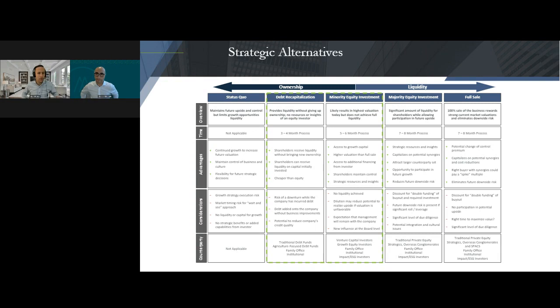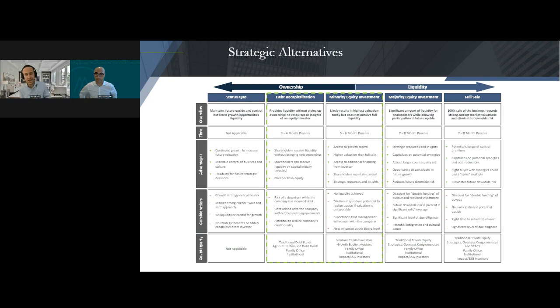When our firm is meeting with a business owner or a company, generally speaking, we look at the world of options in one of five categories or one of five buckets. Let's start from the left to the right. On the left-hand side, that results in the least amount of liquidity and the highest amount of ownership. On the right-hand side, as you move all the way to the right to full sale, that represents the least amount of ownership, but the most amount of liquidity. And we'll cover everything in between.